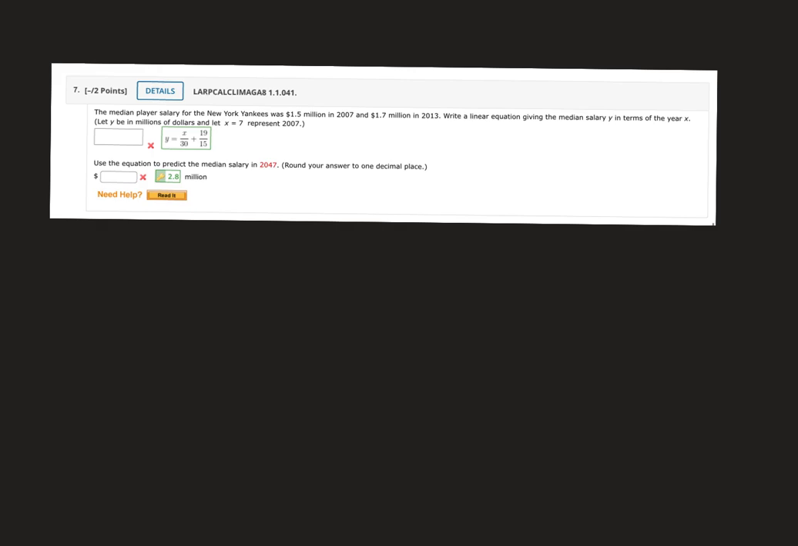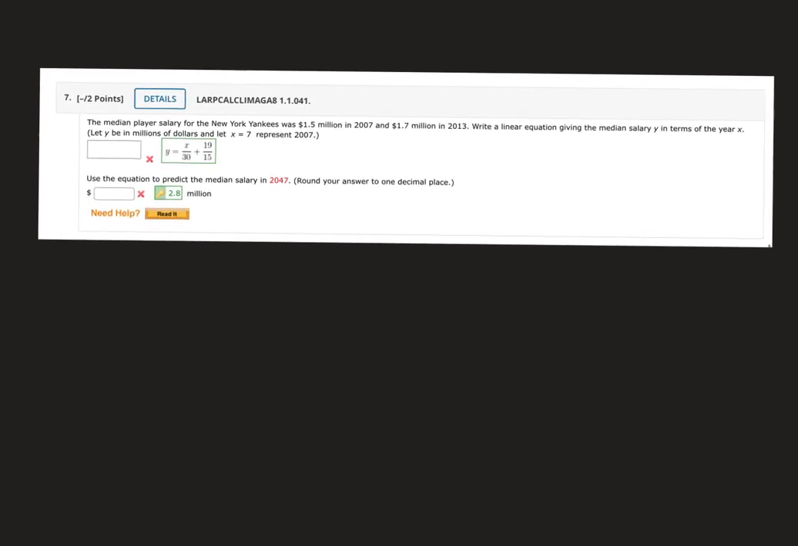So it says the median player salary for New York Yankees was $1.5 million in 2007 and $1.7 million in 2013. Write a linear equation giving the median salary Y in terms of the year X. Let Y be in millions of dollars and let X equals 7 represent 2007. All right, so you have to interpret this. First of all, it tells you X is the year and Y is the millions of dollars.